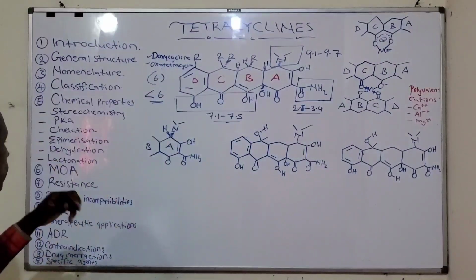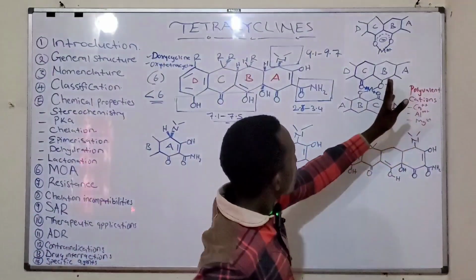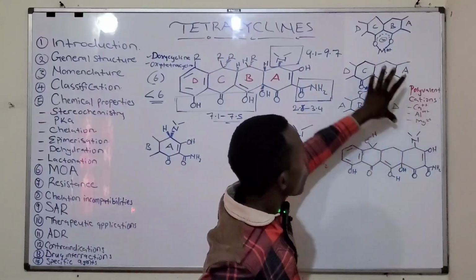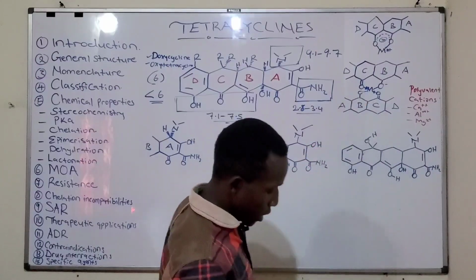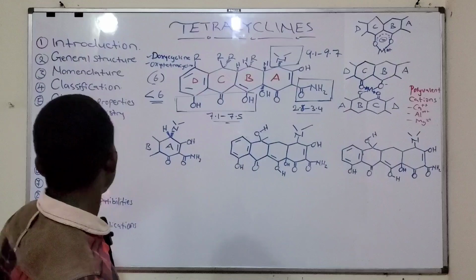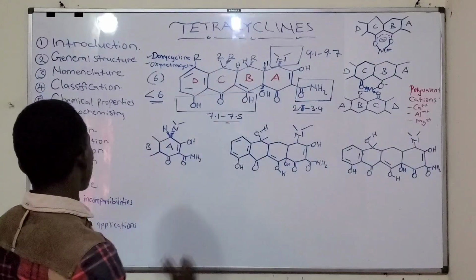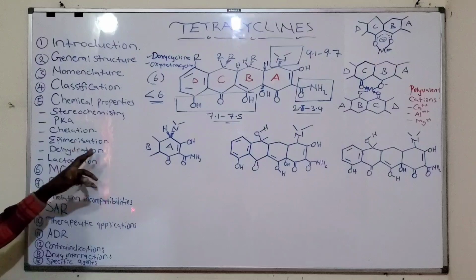So that's chelation. These chelated metals form insoluble complexes which are not easily absorbed. So they remain in the GIT in case of oral administration.